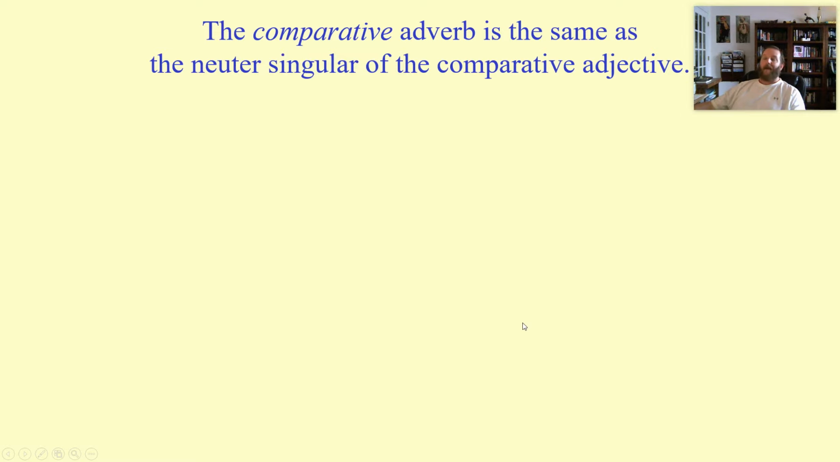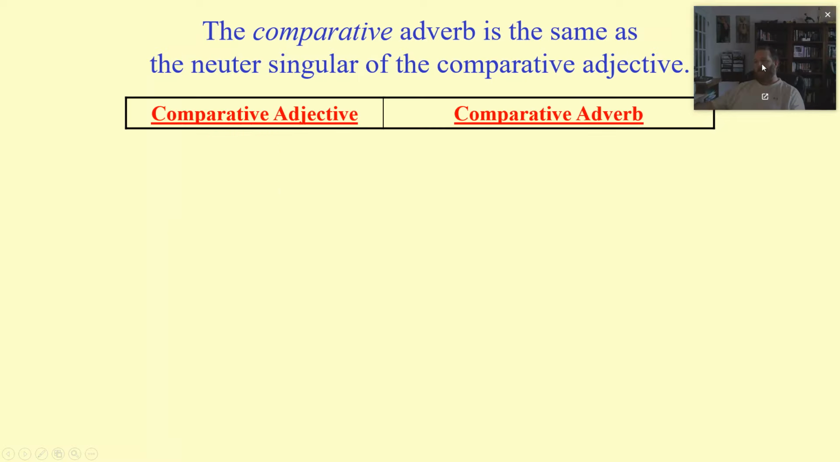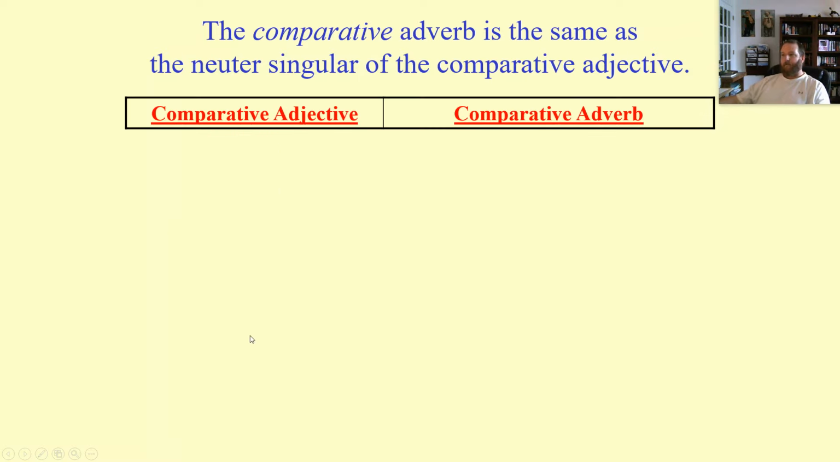Now, the comparative adverb is going to be similar to a comparative adjective where it's showing degree, right? So she ran quickly, but she ran more quickly, or rather quickly, would be comparative. How do you make the comparative adverb in Latin? Well, it's not too bad. Let me show you. So the comparative adverb is the same as the neuter singular of the comparative adjective. In other words, they have the same forms.